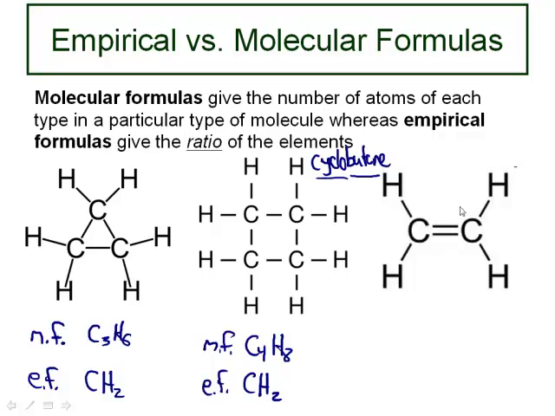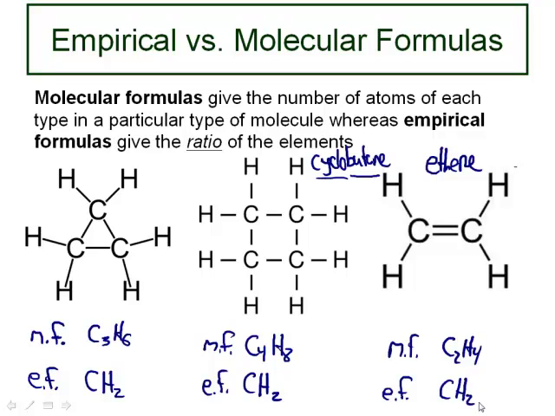Here, if we look at this next one right here, you could call it ethene. That would be the name of this compound. If we look at the molecular formula and count it up, there are 2 carbons and 1, 2, 3, 4 hydrogens in the compound. So C2H4 is the molecular formula. The empirical formula, with the same logic as before, is going to be, again, CH2.